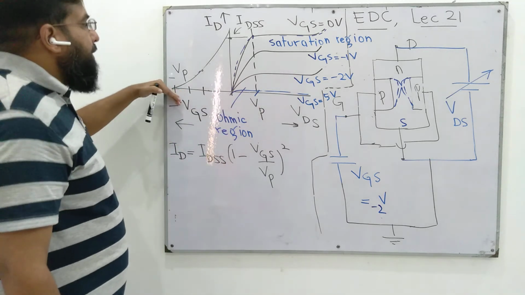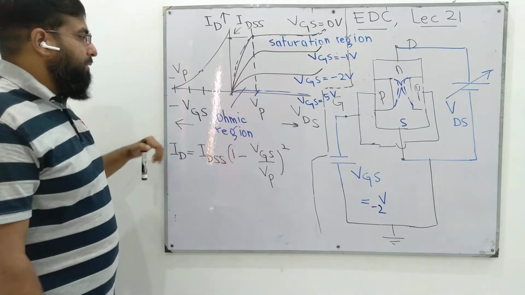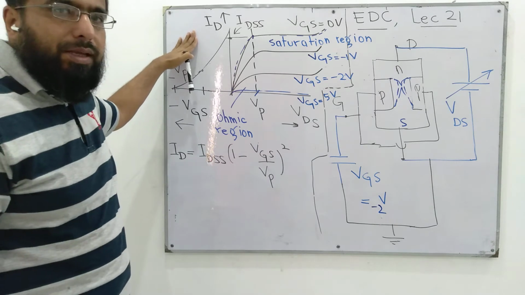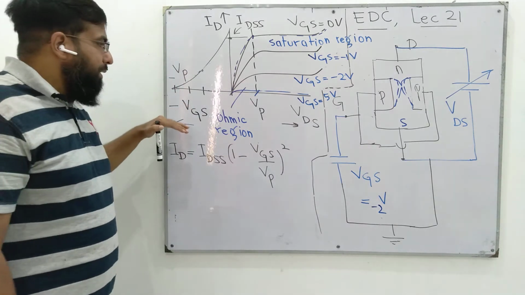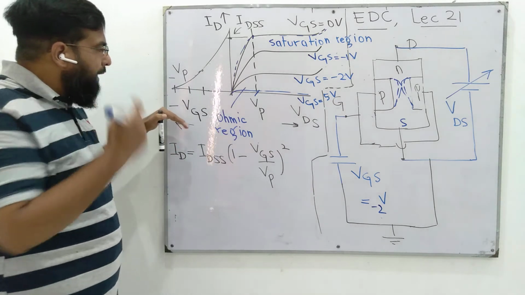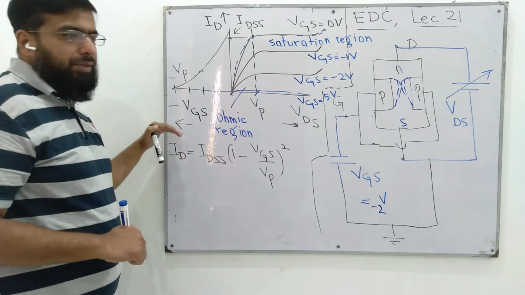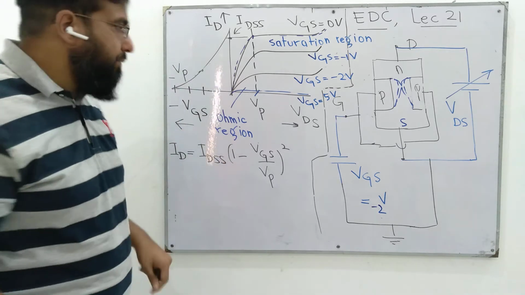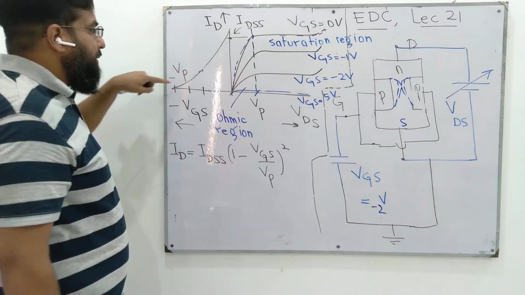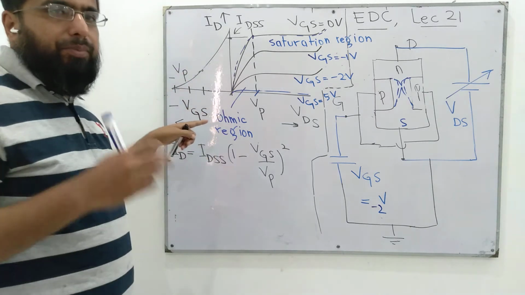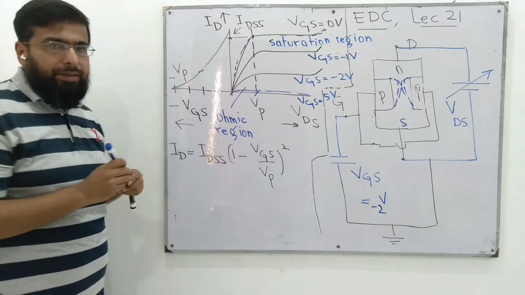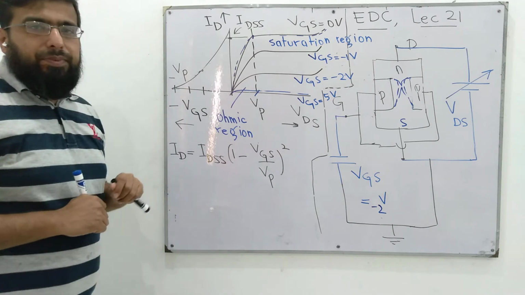We have drawn another characteristic to the left of these characteristics. Here we have the same y-axis, ID, but on the x-axis, instead of VDS, we have plotted VGS, gate to source voltage. As we make VGS more and more negative, ID keeps on decreasing, until we reach a point equal to VP, where ID is 0.